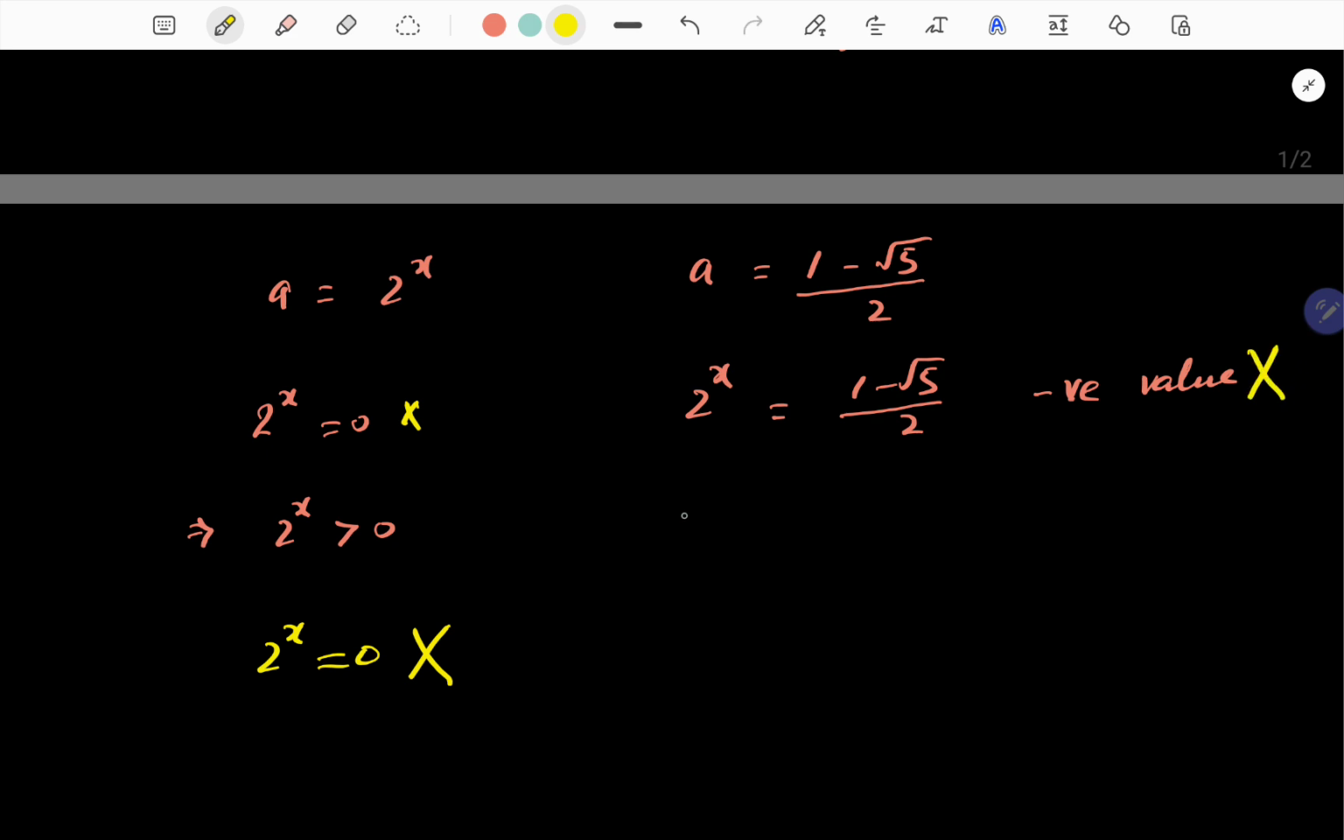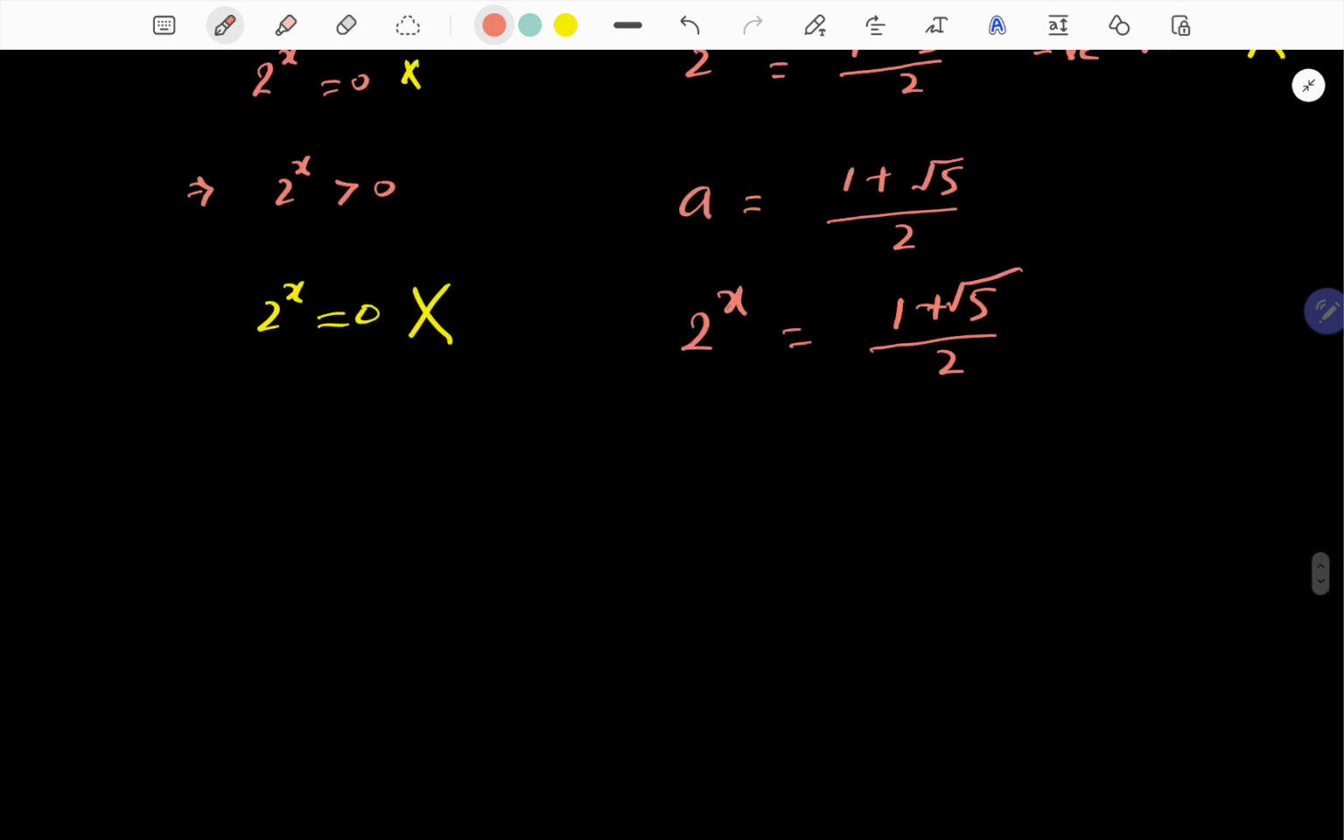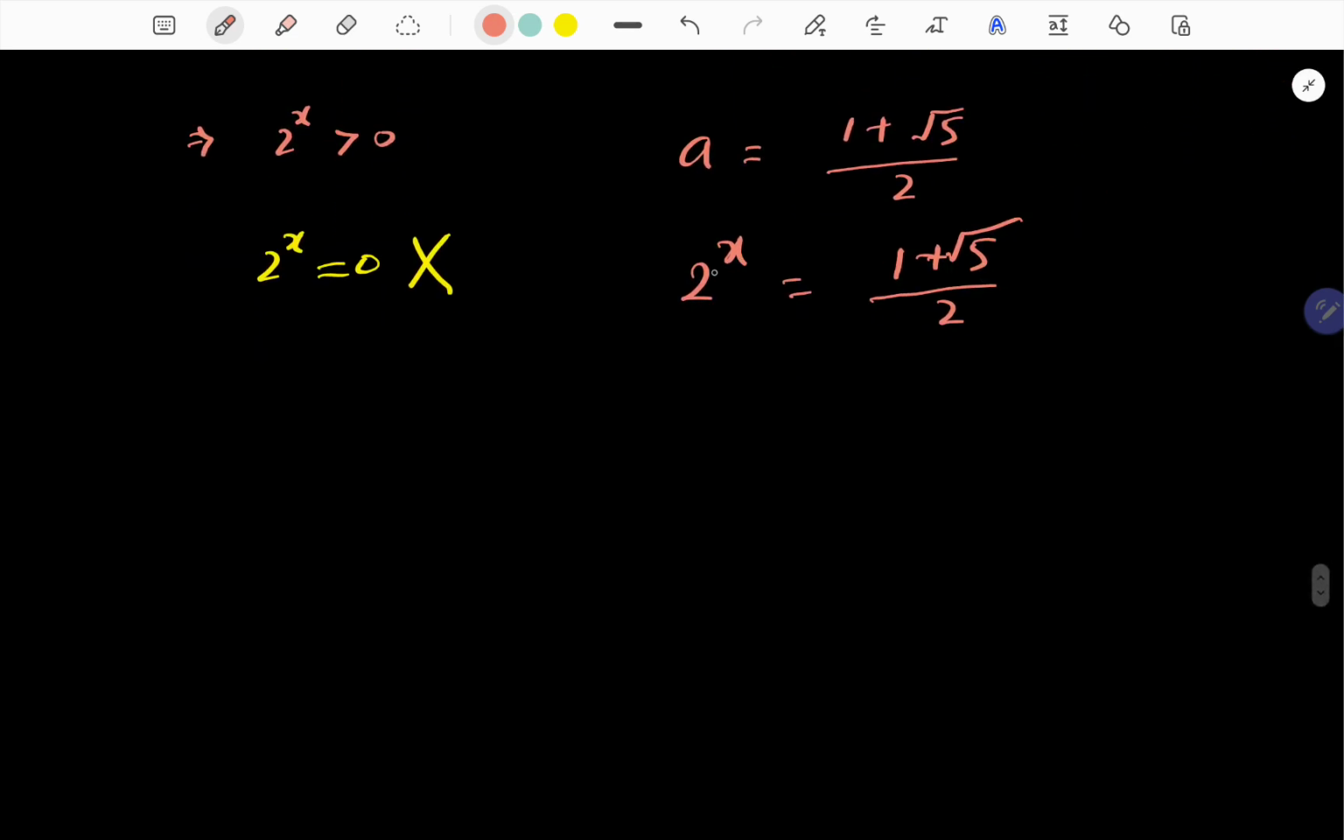Now the third is when a is equal to (1 + square root of 5)/2. So a = 2^x = (1 + square root of 5)/2. So 2^x is always positive for any value of x taken from real numbers, and this is also positive. So it means this is a valid solution.